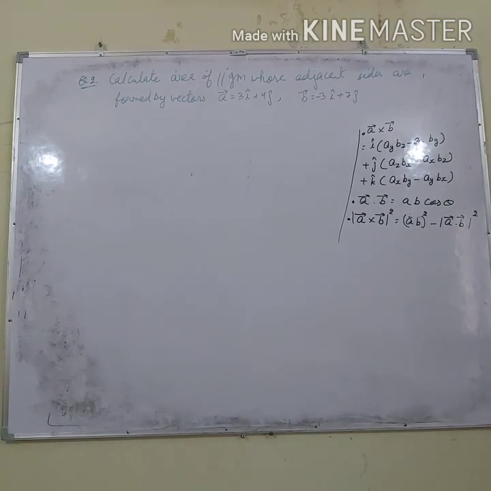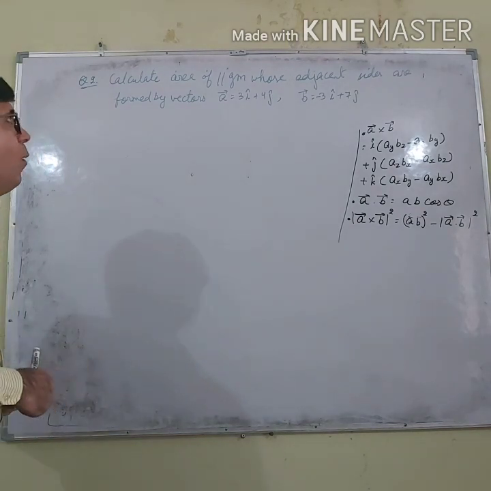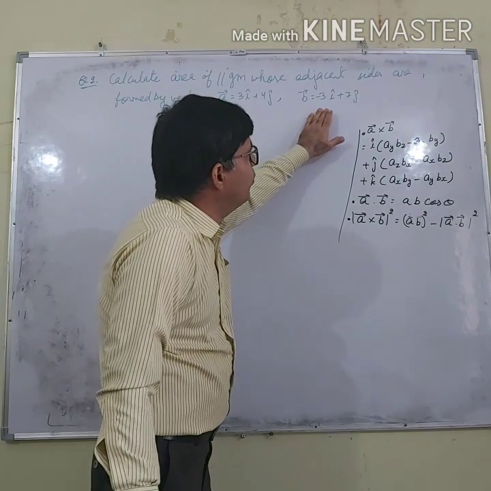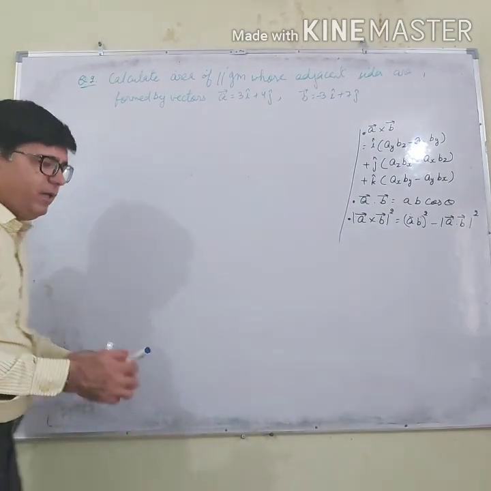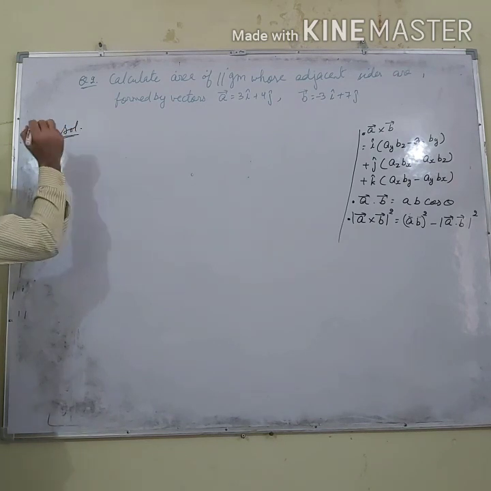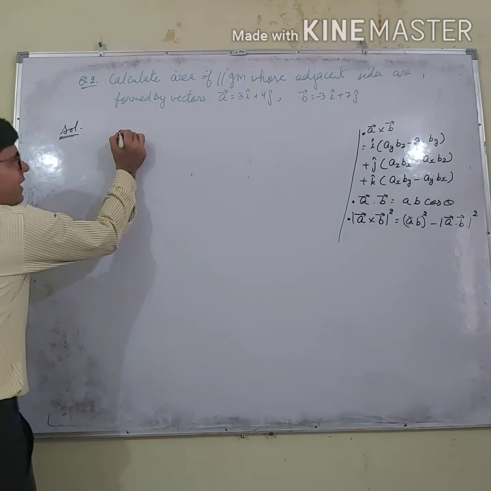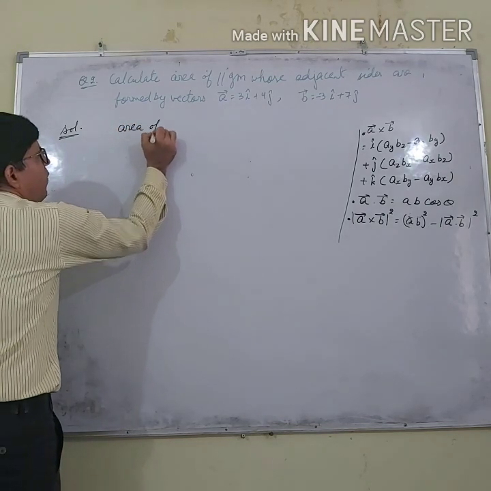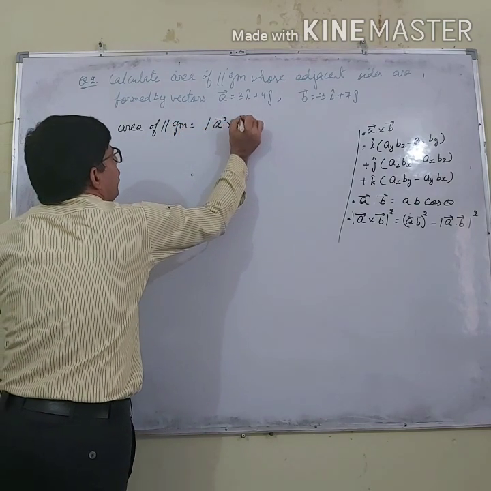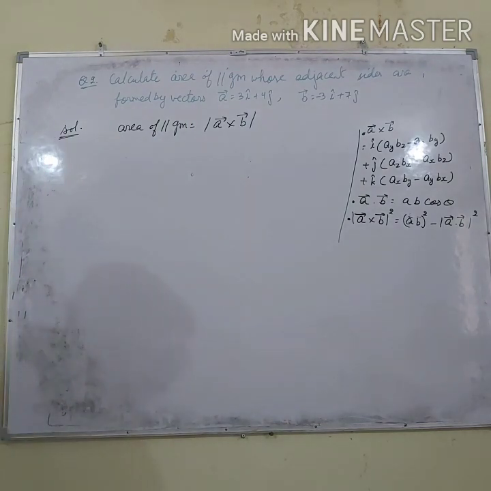Question 2 is on the board. Calculate the area of the parallelogram whose adjacent sides are formed by the vectors A equals 3i plus 4j and B equals minus 3i plus 7j. What is the solution? We know that the area of a parallelogram is given by the magnitude of A cross B. And how can we find the magnitude of A cross B?